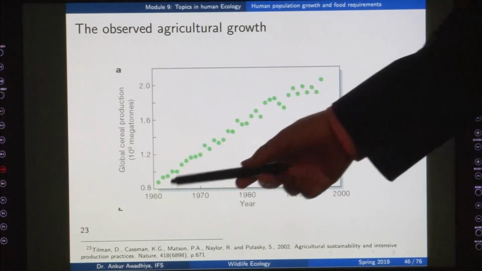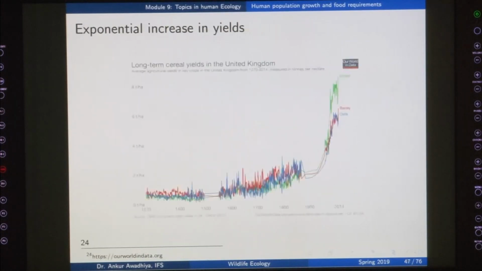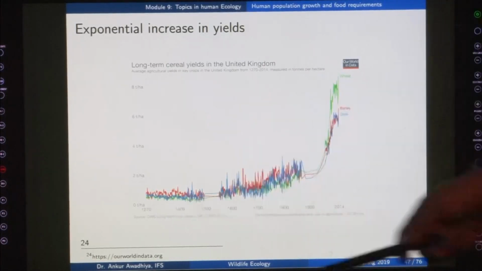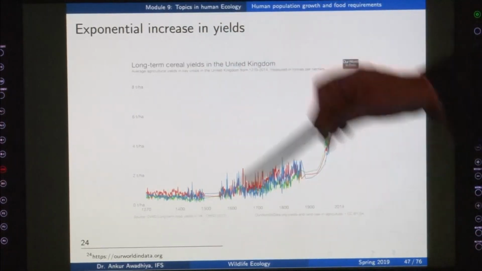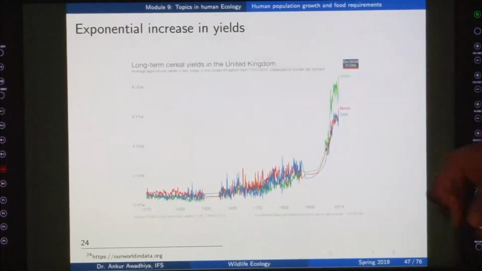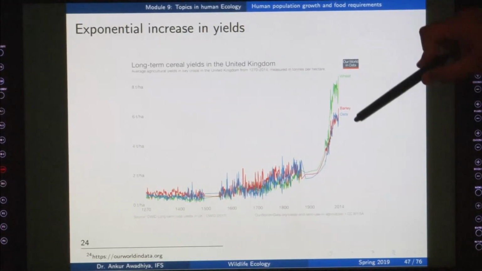So, for instance, here we are seeing that the growth is increasing in an arithmetic progression, but if we look at longer time scales, we find that here also we are observing an exponential increase in the yields of a number of crops. Here we are seeing the long term cereal yields in the case of the United Kingdom. On the x axis we have the time, starting from 1270 and going till 2014, and on the y axis we are seeing the yields, how many tons per hectare of cereals are being produced.